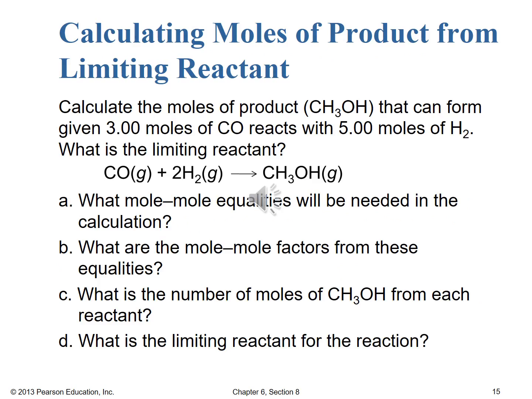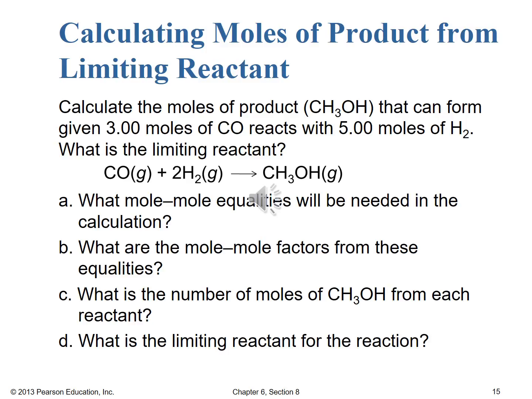All right, so let's look at something that's a little more typical for a chemistry class and not so cookbookish with the peanut butter sandwiches. So this question says, calculate the moles of product, and the product here is methanol, that can form given 3.00 moles of carbon monoxide reacts with 5.00 moles of hydrogen. What is the limiting reactant? So we have our balanced chemical equation here. 1 mole of carbon monoxide gas reacts with 2 moles of hydrogen gas to yield 1 mole of methanol gas.